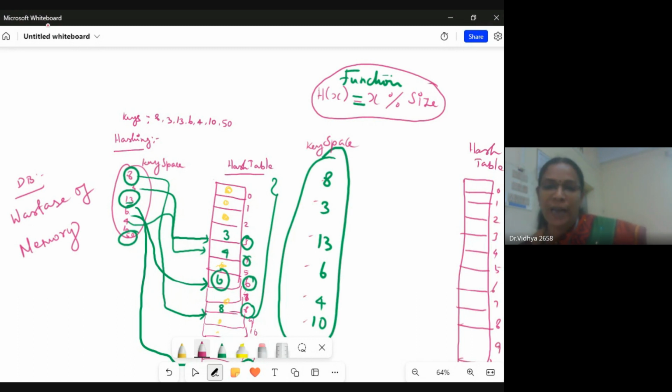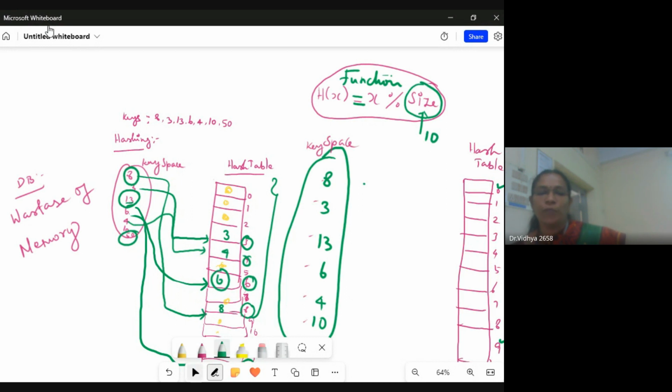So here, in the formula, size represents the size of the hash table. So what's the size of the hash table? Right, from 0 to 9. Totally the size is what? 10, right?